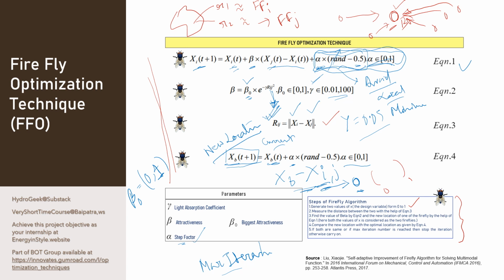So to find the new location of i, you use this one: the old location of i plus beta multiplied by the difference between the two solutions, or the locations of the two solutions, plus alpha multiplied by random function minus 0.5. This is what the equation is, where alpha is the step factor, beta is the attractiveness, and alpha is any real number which can vary between 0 to 1. And RND is a random function which can vary between 0 to 1. Okay. So alpha is also known as step factor and can change with iteration. In the tth iteration, alpha can be something. In t plus 1, alpha can be another. So this is permitted.